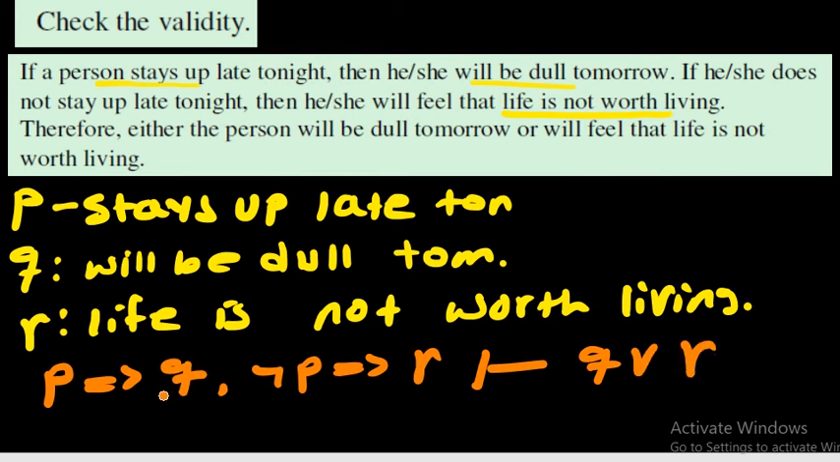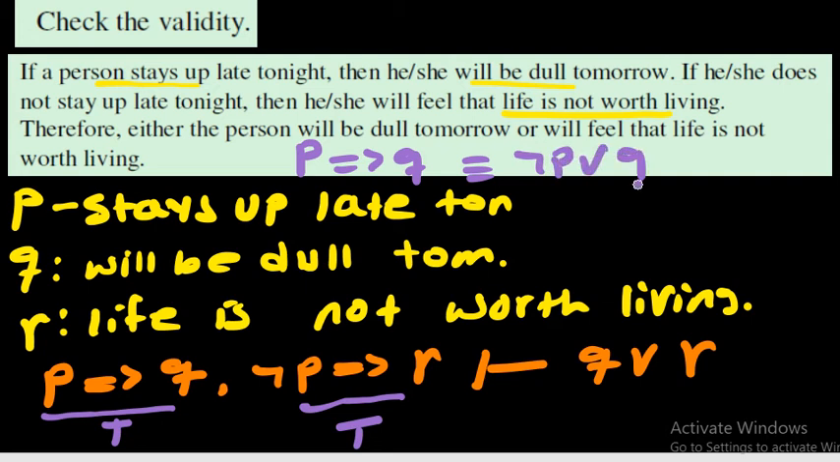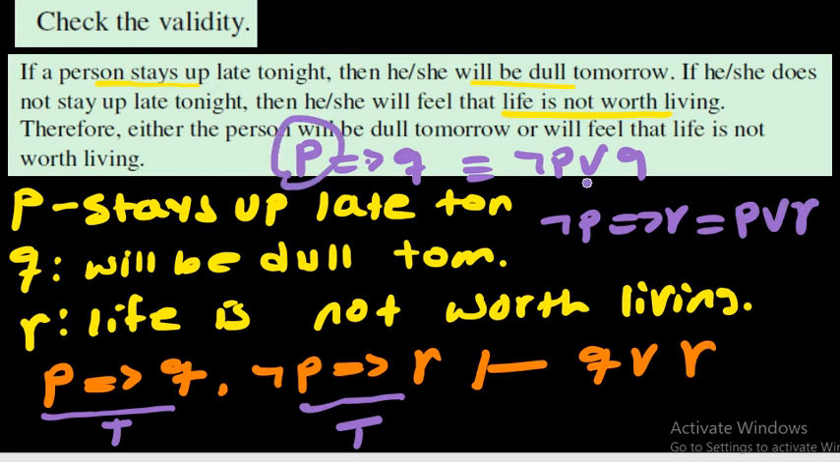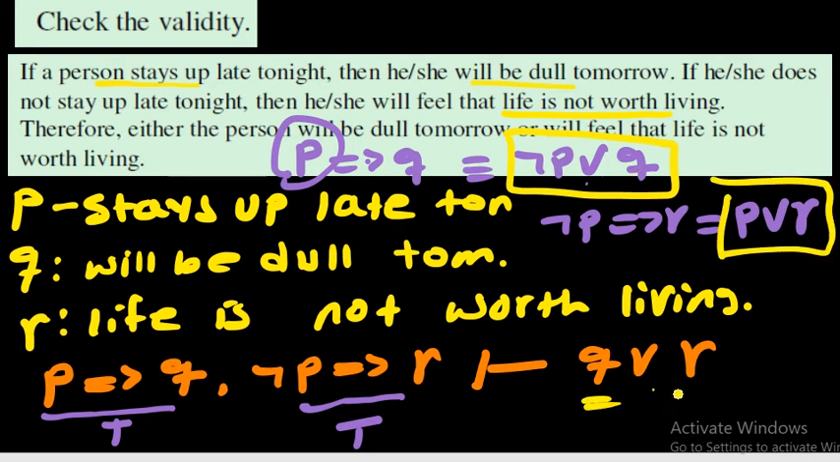Therefore, how to check the validity? Remember, premises are always true. This is a true premise, and this is also a true premise. But don't forget, P implies Q is the same as negation P or Q, and negation P implies R is the same as P or R. Just negate the first one and the implication changes into OR, and the second comes as it is. So observe these two now: negation P or Q, and P or R. The conclusion, remember, is Q or R.